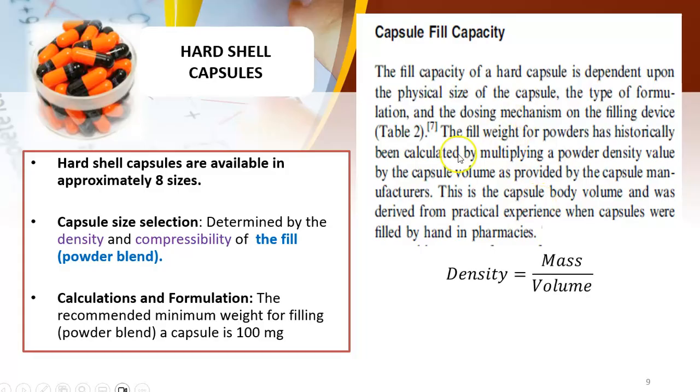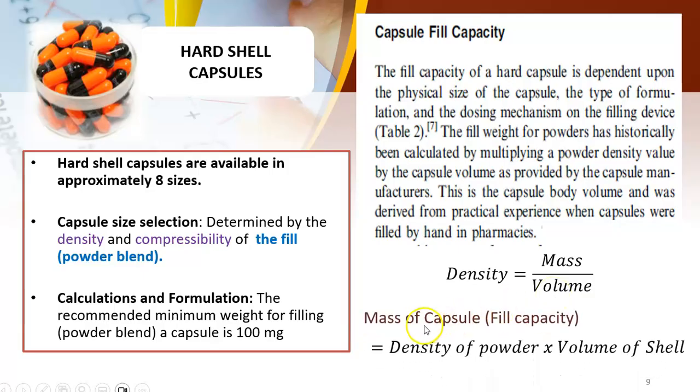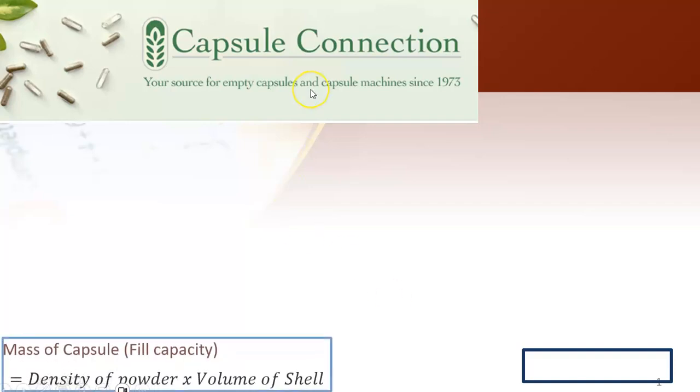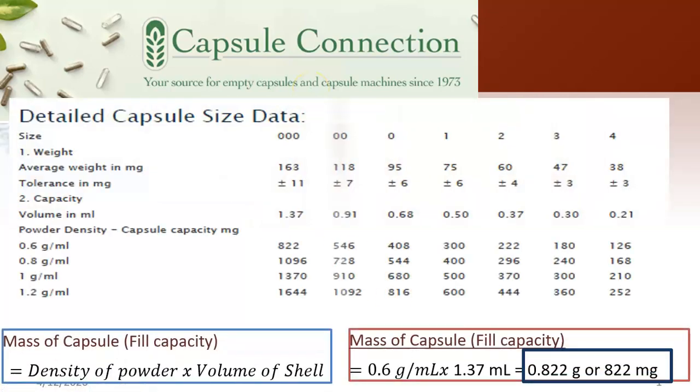Now, the equation density is equal to mass over volume plays out when we are trying to solve for the mass of the powder that fills a capsule shell. So once we multiply the density of the powder times the volume of the shell, you can actually find the fill capacity. Let's look at this resource, Capsule Connection. They showed us their table, and it's really beautiful when you look at how it plays out.